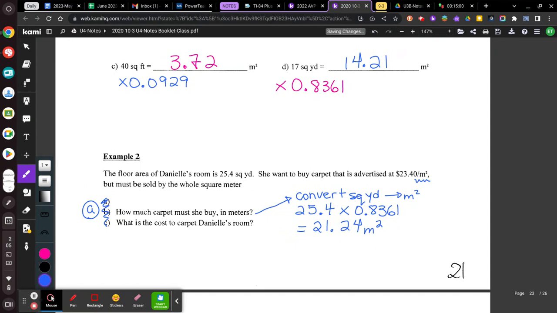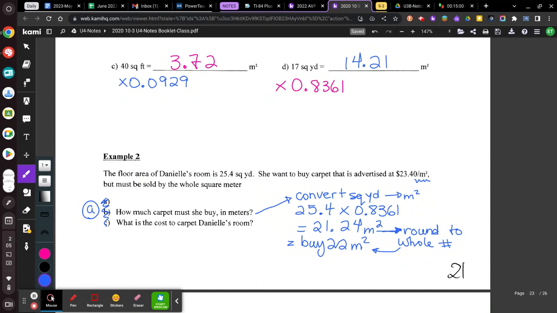But you can't buy 0.24 of a meter squared. So you need to round that up to a whole number because it's problem solving. Typically, you would round down to 21, but if I need that extra little bit, you're going to have to actually add that little bit in there. So that means you're going to actually have to buy 22 meters squared.